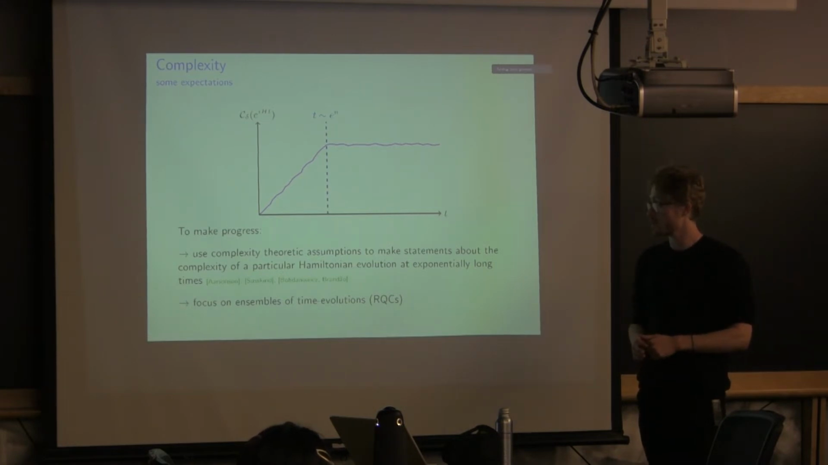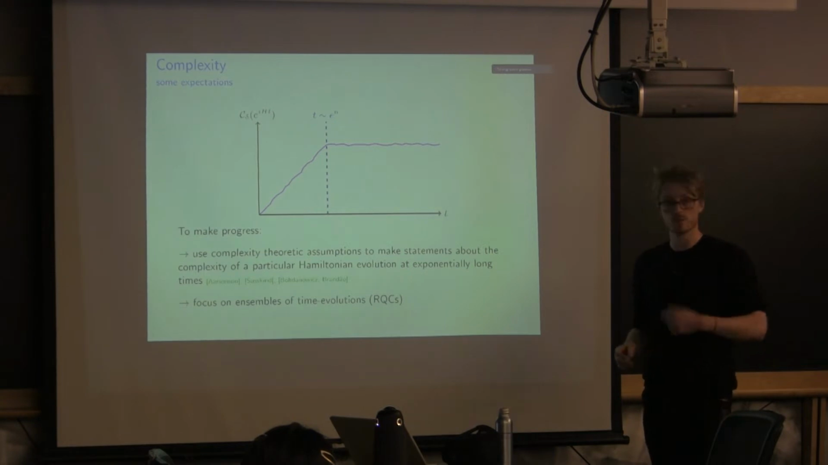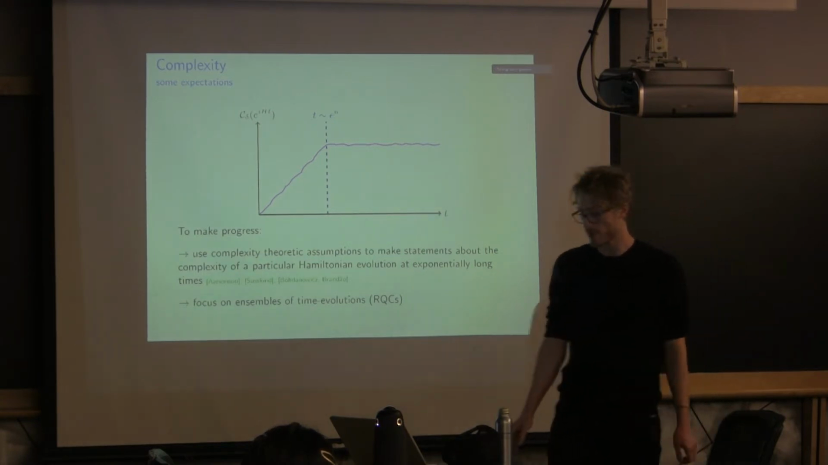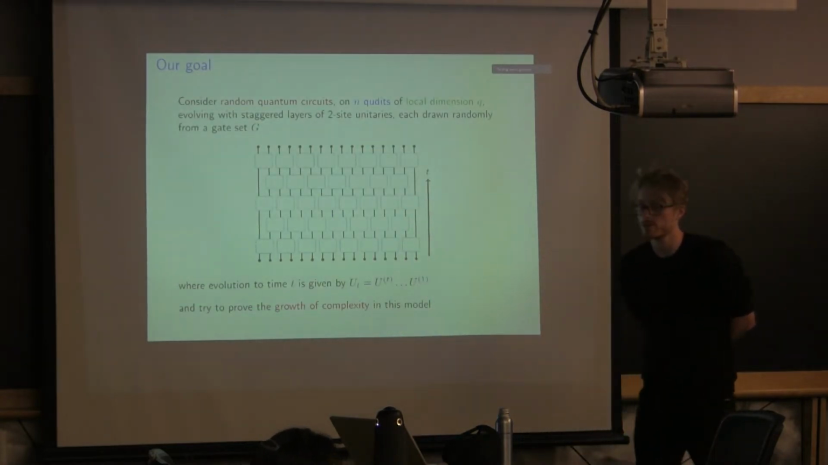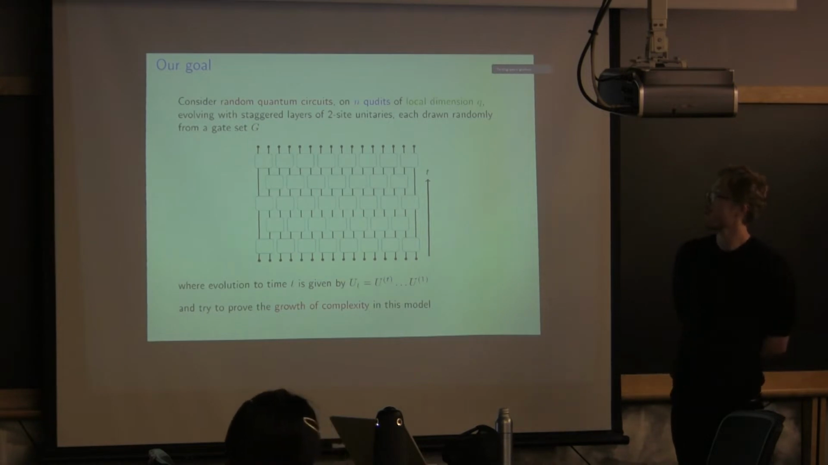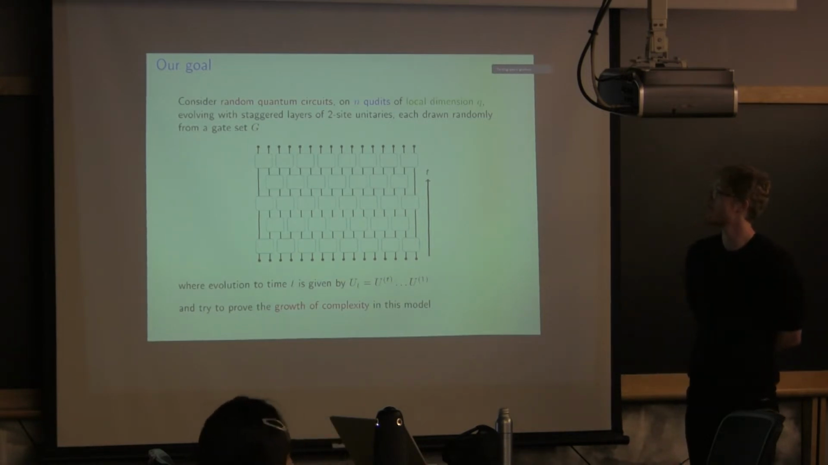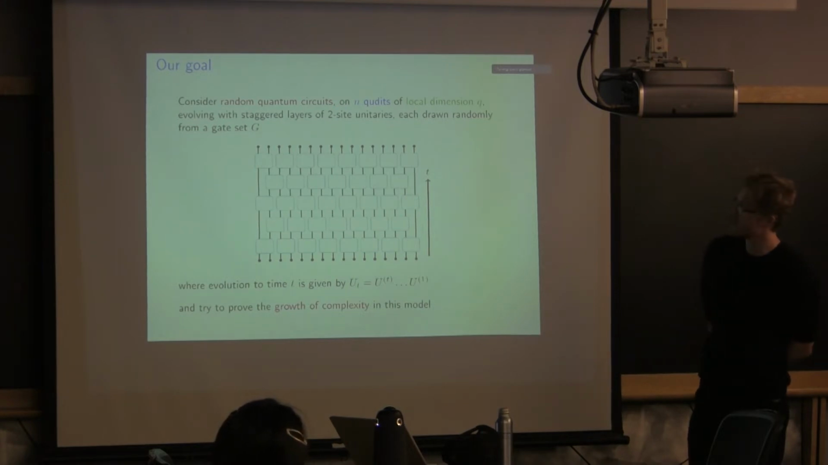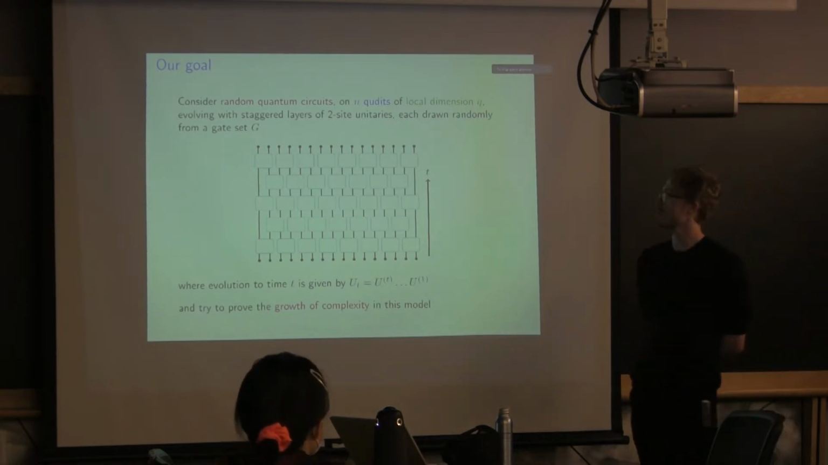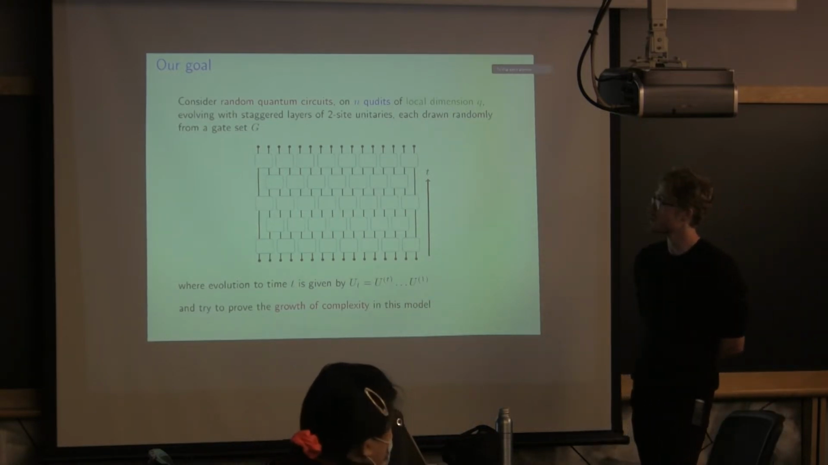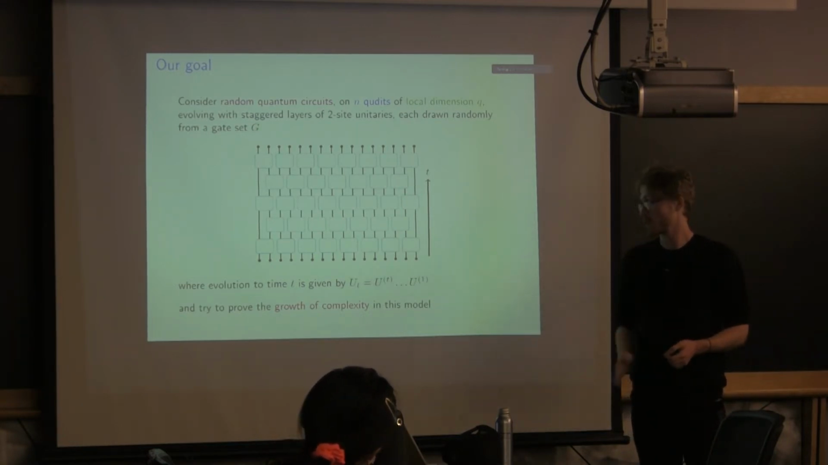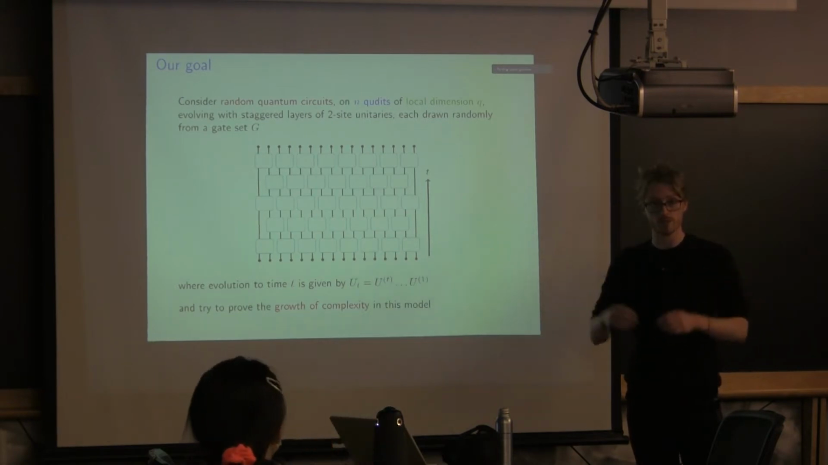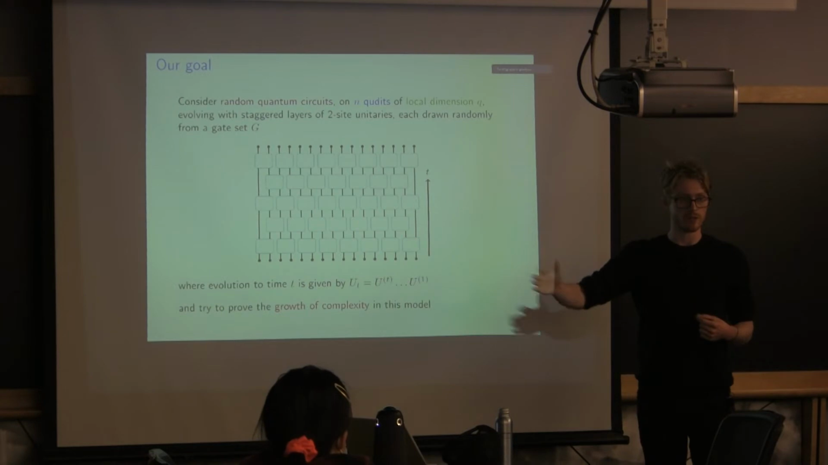The other approach is you can focus on ensembles of time evolutions. And this is what I'm going to talk about today. So I'm going to focus on random quantum circuits. The toy model of chaotic systems I want to consider is random quantum circuits. So this is some time-dependent evolution, defined on n qubits of local dimension q. You could imagine evolving with, say, staggered layers of two-site unitaries. But the point is, you fix some universal gate set, and each unitary here is drawn randomly from that gate set. And time evolution to time t is given by a product of your t layers. So t here is the depth of the circuit. Time is the depth of the circuit.